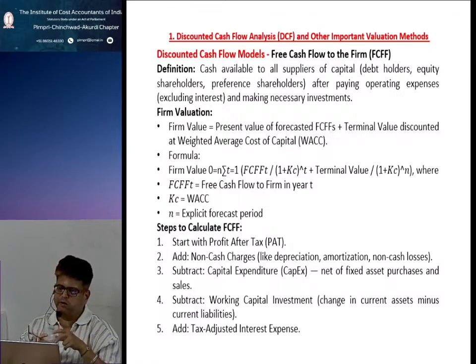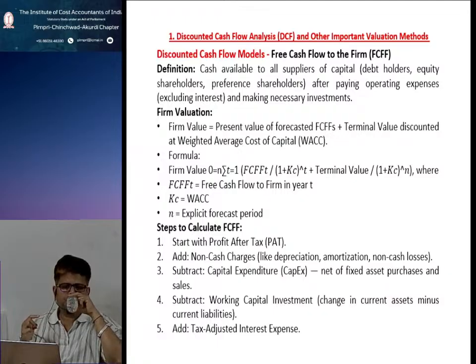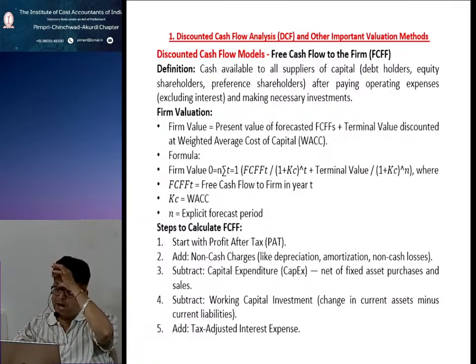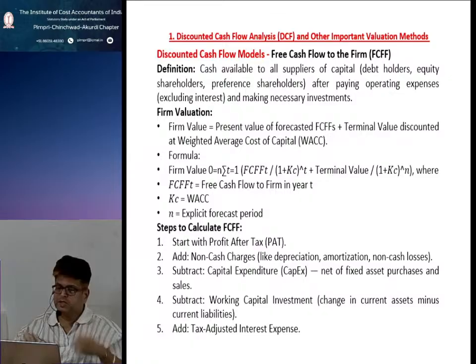Thereafter, the study material has mentioned the steps to calculate FCFF. I have tried to summarize the steps. The step starts with the PAT, that is profit after tax. Add to it the non-cash charges like depreciation, amortization and non-cash tax losses. Subtract from that the capital expenditure, that is CAPEX, minus net of fixed assets purchase and sales.